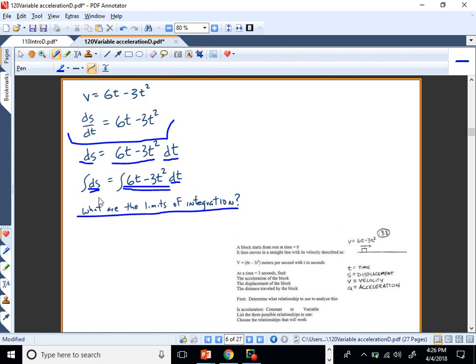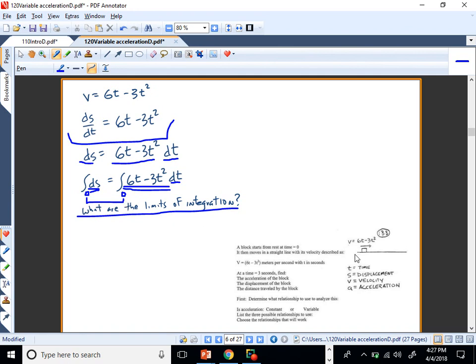So here's how I approach this. What's my starting time on this thing? It's 0, right? What's s when the time is 0? It's 0, yeah. So I want zeros in the bottom, because when the time is 0, the displacement is 0. So I set it up that way. That's how I'm getting the bottom limits.